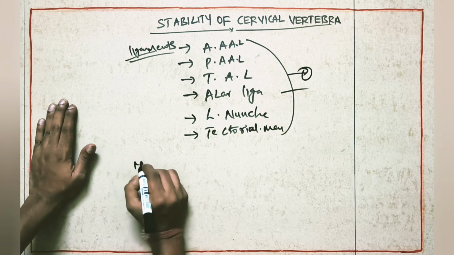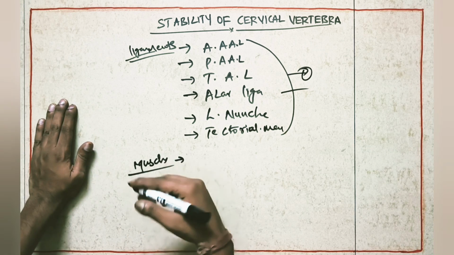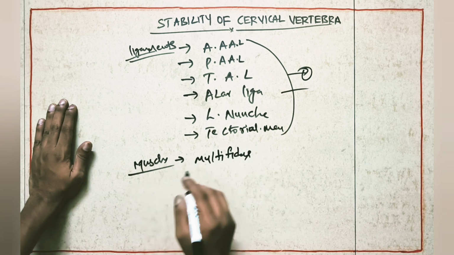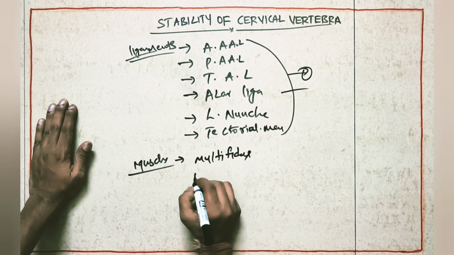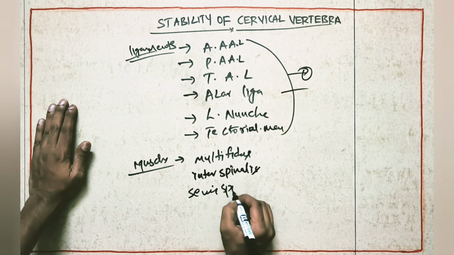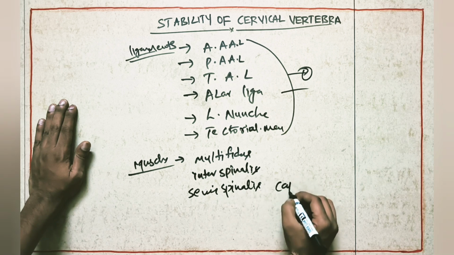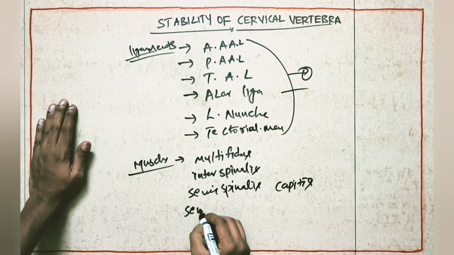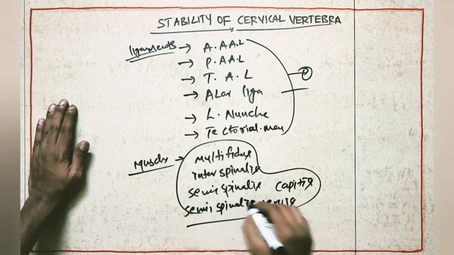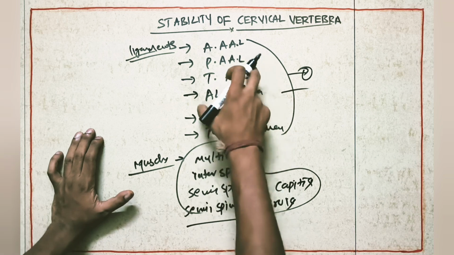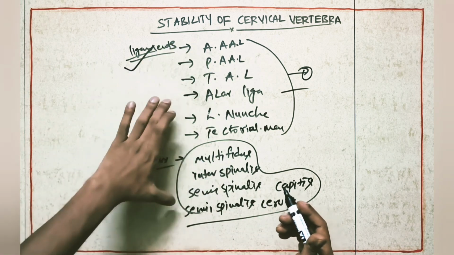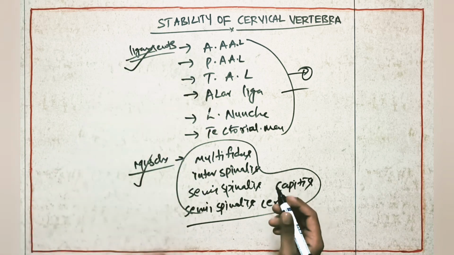Now if we come to muscles, which muscles can provide stability to the cervical vertebra? Especially the multifidus muscle is going to provide stability to the cervical spine, and the interspinalis muscle, and the semispinalis capitis, and semispinalis cervicis. So these are the four muscles. These are going to provide stability to the cervical spine. We'll see how they provide stability at the end. Already we discussed. We'll see at the end.